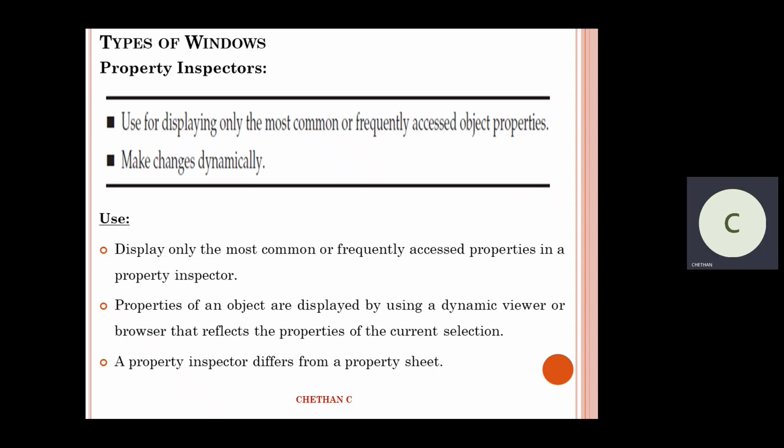A property inspector differs from a property sheet. In a property sheet, you're going to display everything that is relevant. In a property inspector, only the most common or frequently accessed object properties.